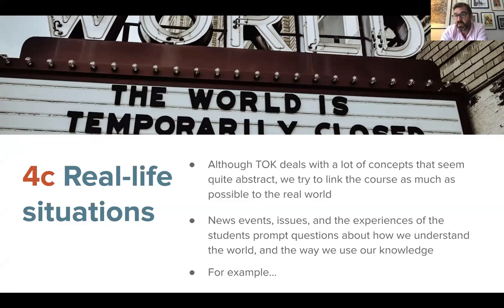This is what makes the course interesting for students. This is what makes it relevant for students. And this is what justifies the course itself, that we should be able to apply these ideas to the real world and use it in order to make sense of what we see happening out there, however crazy it might be. So we try and use real life situations, by which we mean news events, issues that are going on in the world, and also, very importantly, the experiences of students inside the school and outside the school, to understand concepts, make sense of concepts.